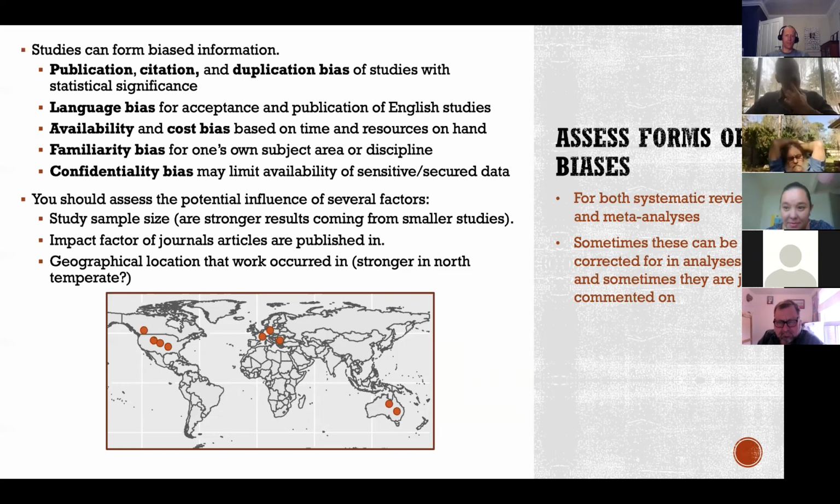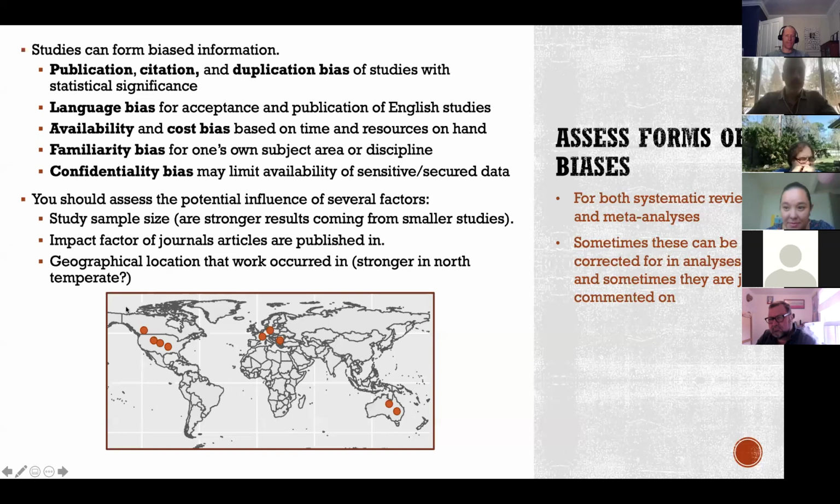Some of these biases can be corrected for in analyses, but sometimes they can't be, and they just need to be commented on. So for example, there are publication citation biases, where studies with low significance might not appear in top journals that are easy to find. So you may be biasing by finding stronger studies than if you just did random studies around the world. There are language biases, as we said. There's familiarity bias. You're more likely to select articles on topics that you're more familiar with. So that can bias.